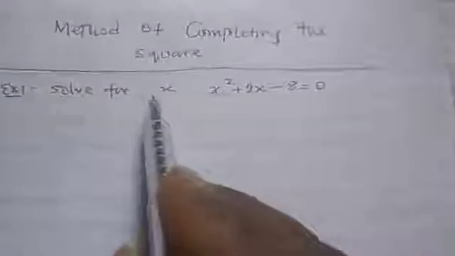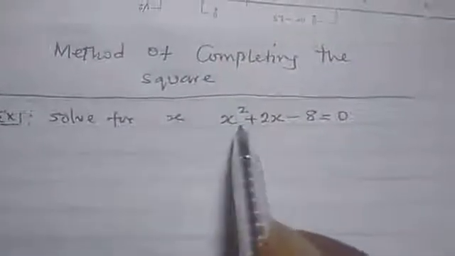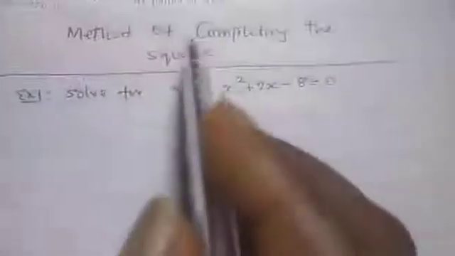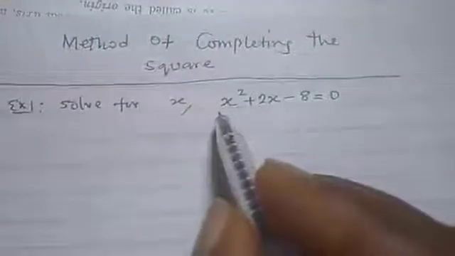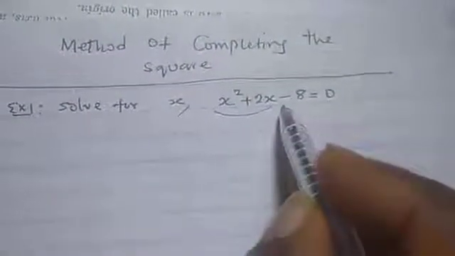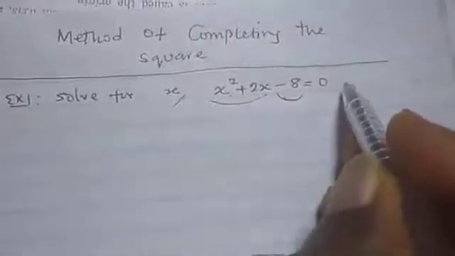Example 1. Solve for x in this equation. To use the method of completing the square, on the left hand side, we need only this. So in that case, we need to transfer this one to the other side.